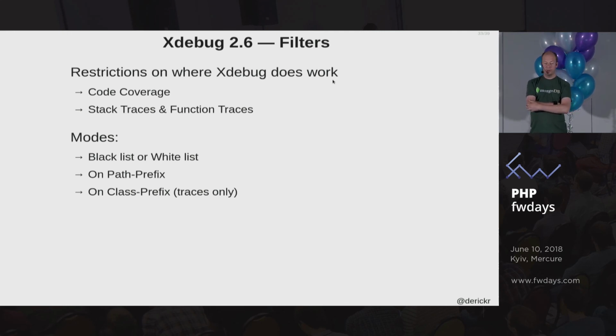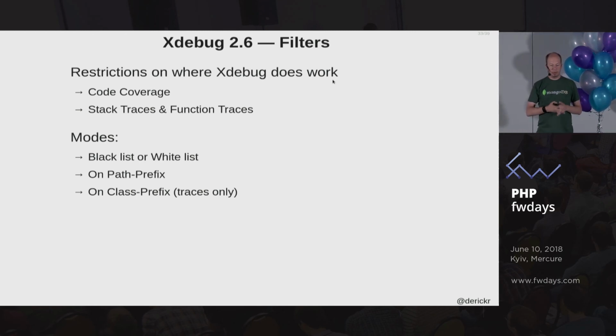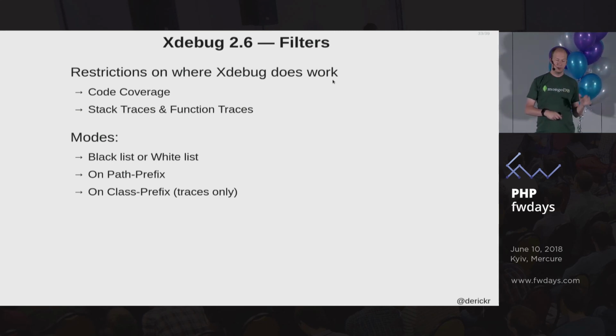What the filter allows you to do is basically restrict the amount of work that Xdebug does for specific things. These specific things are code coverage, stack traces and function traces. The stack traces are the ones that show up when you have an error. It's the big orangey things. You probably have seen those before, right? And the function trace is the one that I showed you earlier.